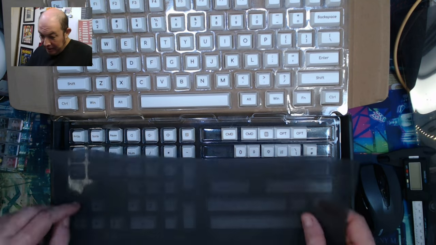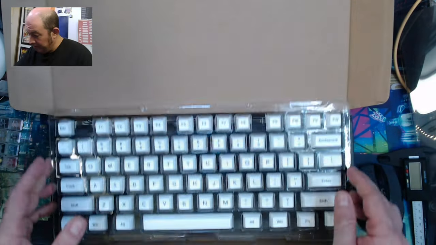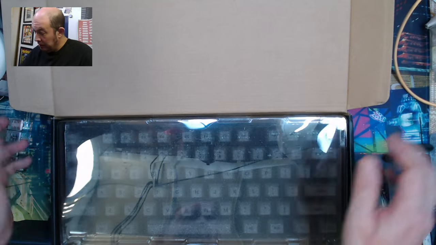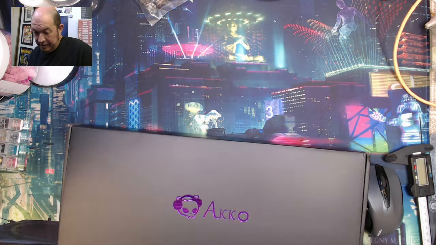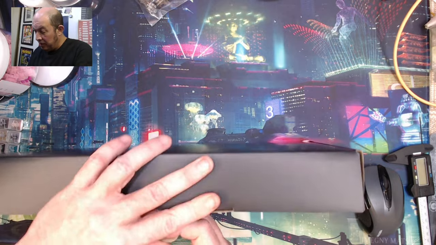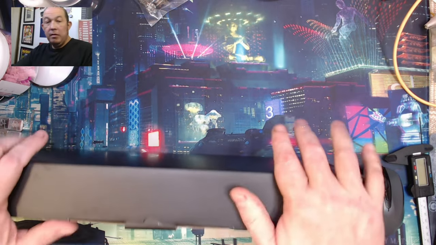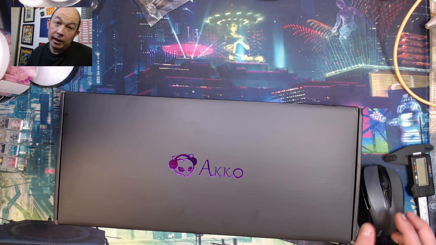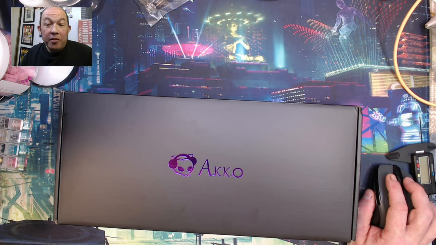So I think, Akko, you guys failed here. You guys seriously failed. I'm starting a return with these. I'm done. It's not worth it. Not for the price, even with the discount. I'm not even going to bother to put these on any keyboard. I'm sorely disappointed, Akko. Well, those are my thoughts for the day.